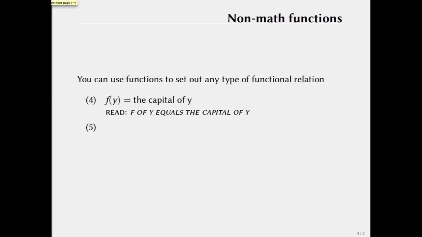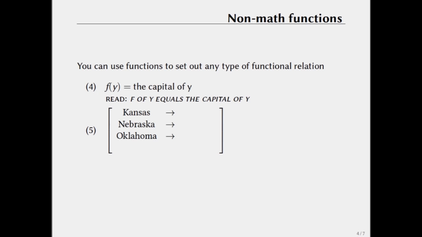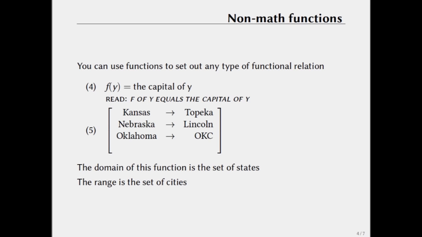And you can use functions for math all over the place, but you can use them really for any kind of functional relation. So in 4, we have f of y is the capital of y. And then if we plugged in, say, Kansas, Nebraska, and Oklahoma, we would get the result in the range: Topeka, Lincoln, and Oklahoma City. And in that sense, we can say that the domain is the set of states, and the range is the set of cities.